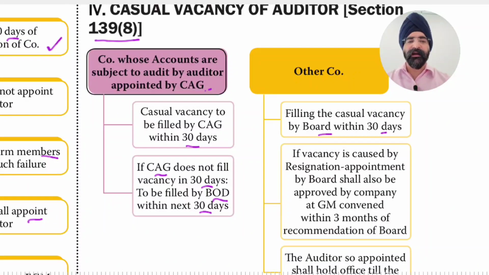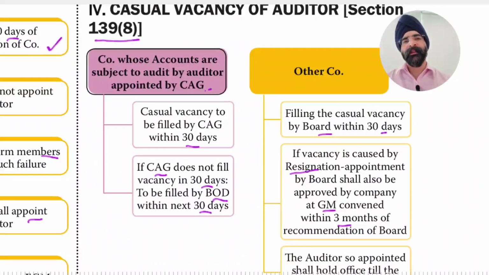If vacancy is caused by resignation, appointment by board shall also be approved by a company at general meeting convened within 3 months of recommendation of board. Now here a question arises, particularly in case of resignation. Okay, the auditor resigns, then board shall appoint, then board shall get approval of members of the company at general meeting. That general meeting is to be convened within 3 months of recommendation of board.